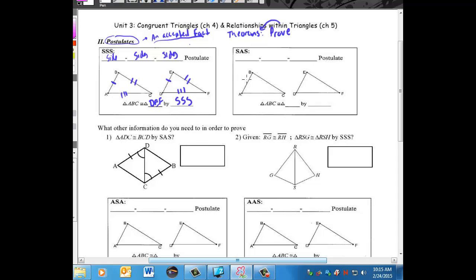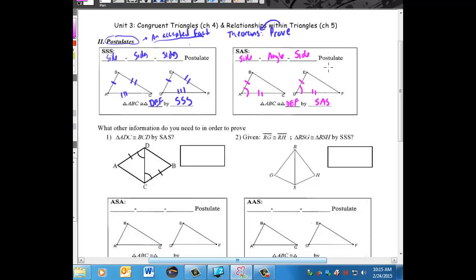Alright, next rule is going to be side, angle, side. So let's get this down. Side, angle, side. And we would need to be shown that AB is congruent to DE, angle A is congruent to angle D, and AC is congruent to DF. And if we were shown that, then we can say that these two triangles are congruent by side, angle, side.